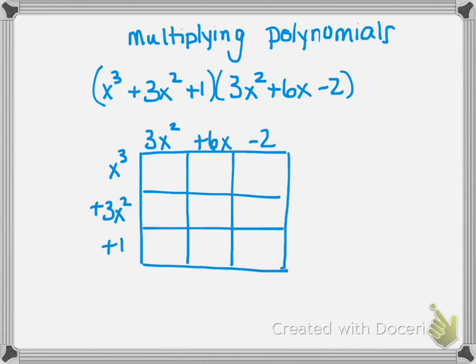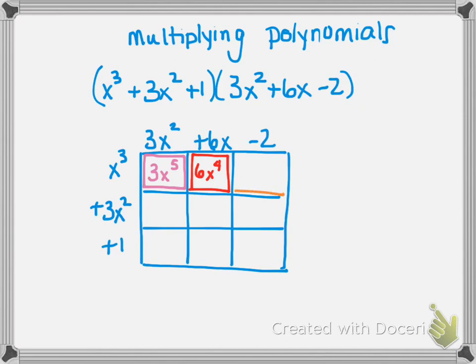So looking at this first box that we're going to go ahead and multiply, we'd be multiplying x cubed by 3x squared. When we're multiplying these variables, they have the same base, so we add exponents. So this is going to become 3x to the 5th. I'm going to go ahead and multiply in this box. So this would be 6x times x cubed would give me 6x to the 4th.